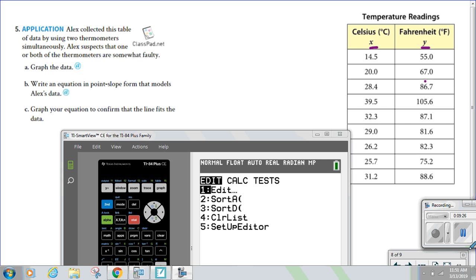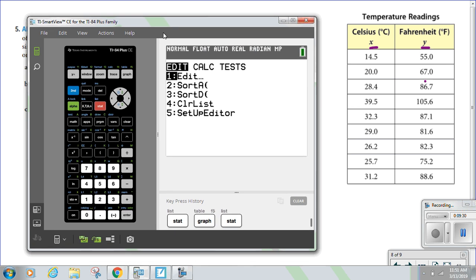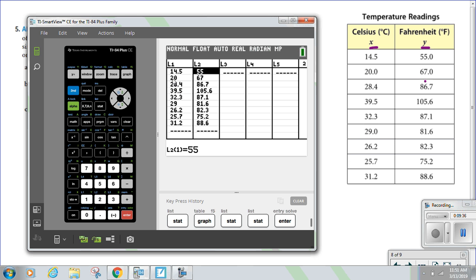So I'm going to go ahead and put this data into my calculator. Now remember, to do this, I'm going to go to Stat right here. I'm going to edit. So I've gone ahead and put my values in my lists already. So go ahead and pause and put the values in your lists on your calculator.